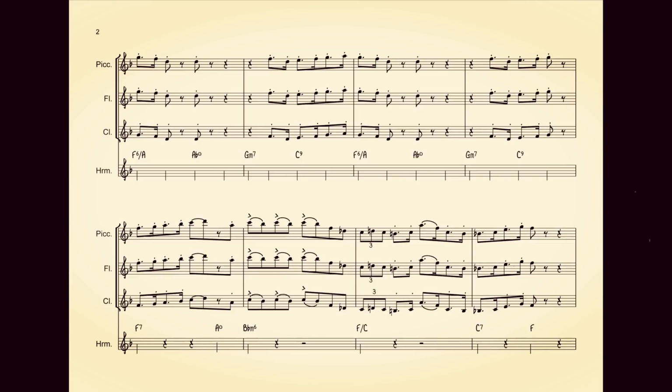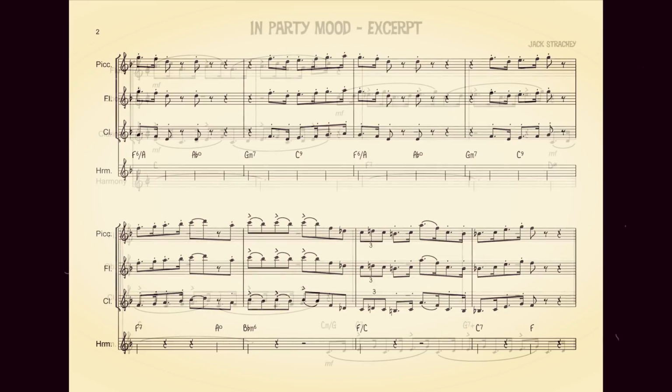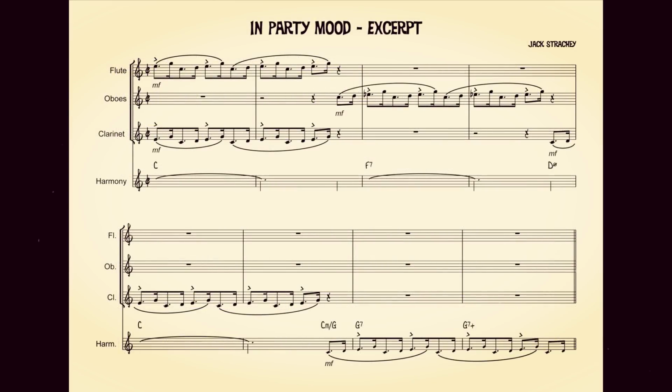But the woodwinds don't have to play in octaves at all times. Here's a great example of passing the melody around the instruments for variation in Jack Strachey's In Party Mood. We start with flute and clarinet in octaves, pass to oboe, back to clarinet, and then hand over to the strings. The clarinet gives a very mellow and warm tone in this register, which gives a different character to the melody than that of the flutes, oboes, or strings.